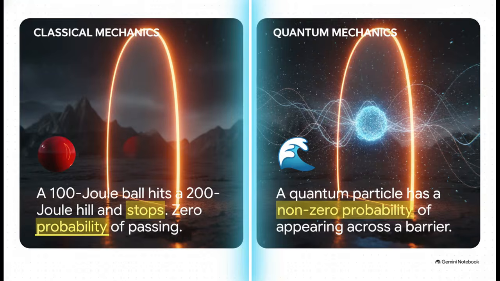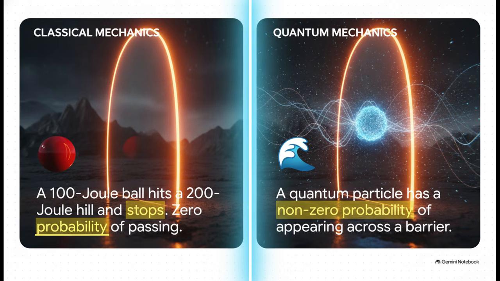To really get this, let's start with a scenario grounded in the physics we experience every single day. Say you roll a ball with 100 joules of kinetic energy up a hill that requires 200 joules of potential energy to reach the top. The result is entirely predictable. The ball goes part of the way up, it runs out of steam, stops, and rolls right back down. The probability of it passing over the hill is exactly 0.